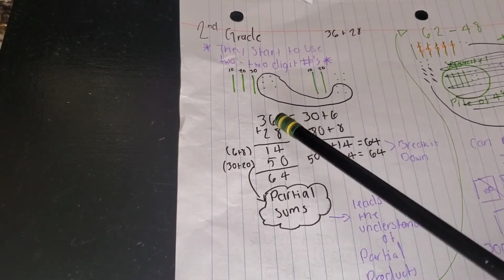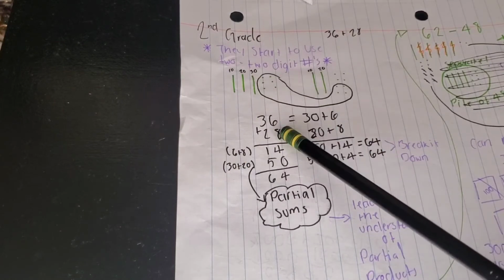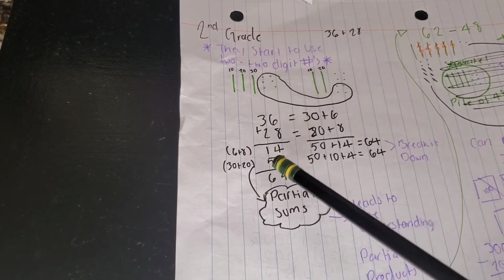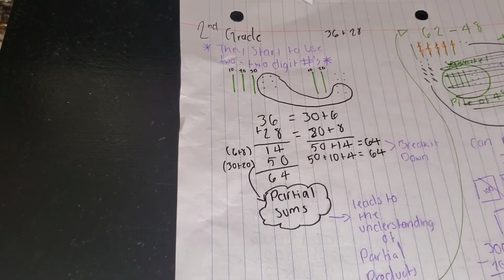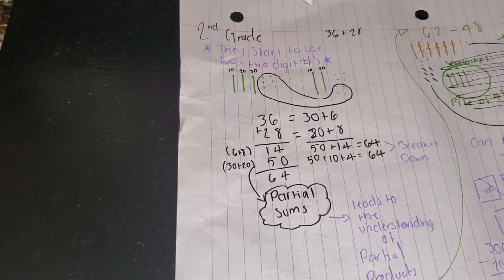So we do have 36 plus 28 right here. If you do 6 plus 8, that's 14. And if you do the 30 plus the 20, that's going to give you 50. Now, 50 plus 14 is going to give you 64.